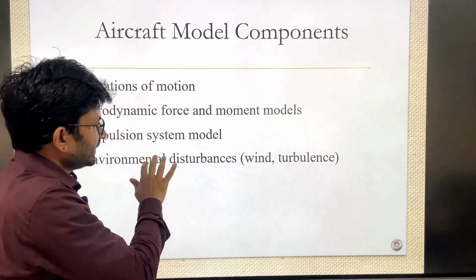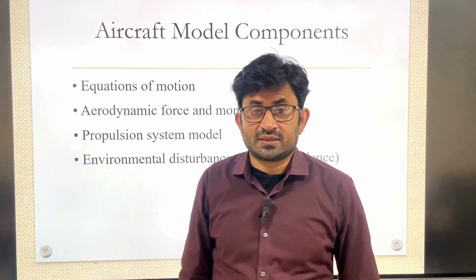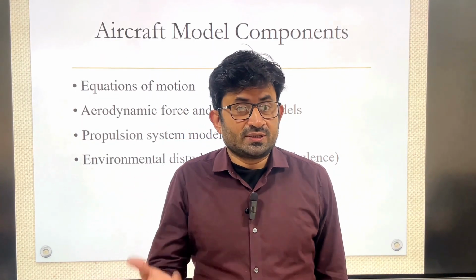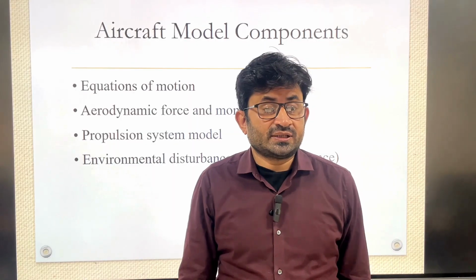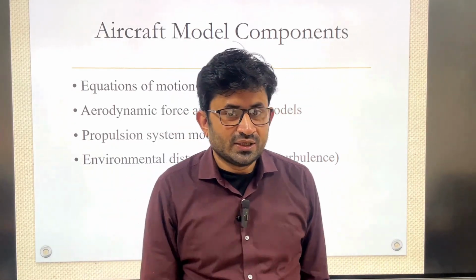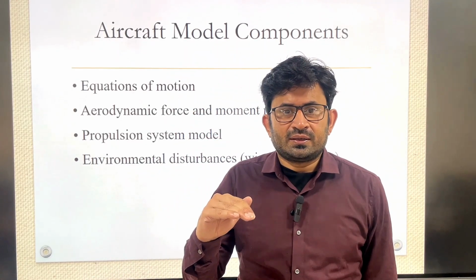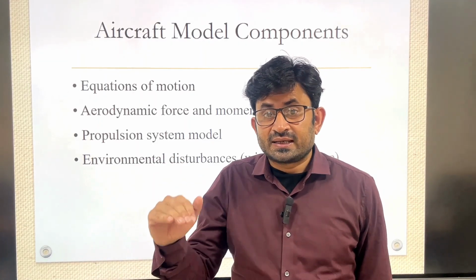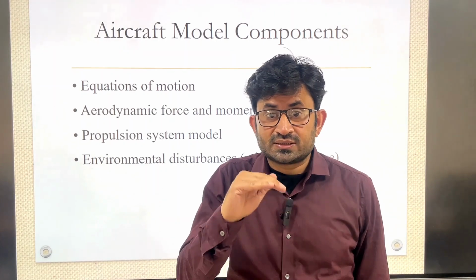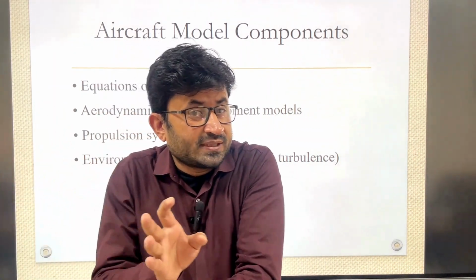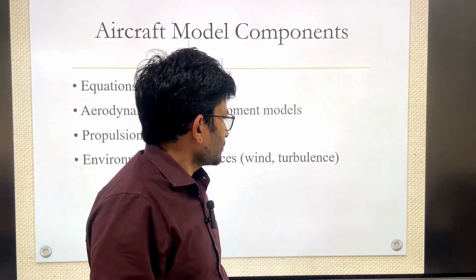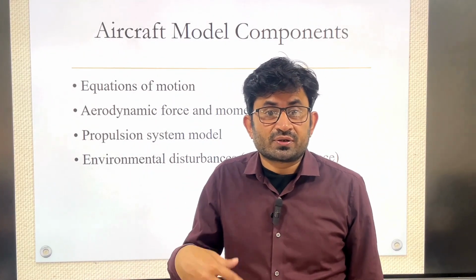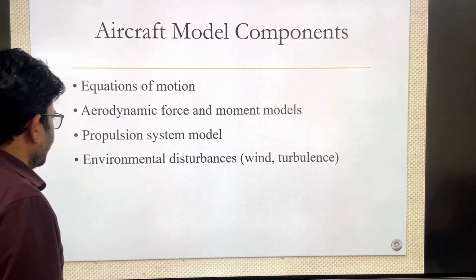And then environmental disturbance like wind, continuous wind, and then turbulence. If you approximate the turbulence in a discrete fashion, you will get the gust. So wind, turbulence, gust, as atmospheric disturbance you have to model, so that you can ensure the designed controller is able to reject those disturbances. And wind shear also you can model.